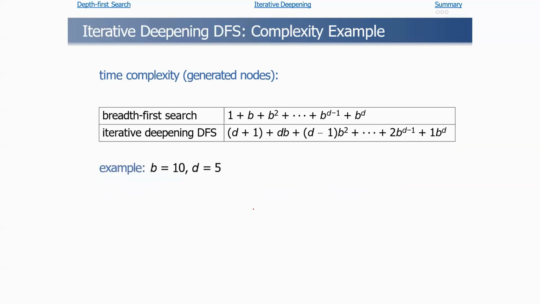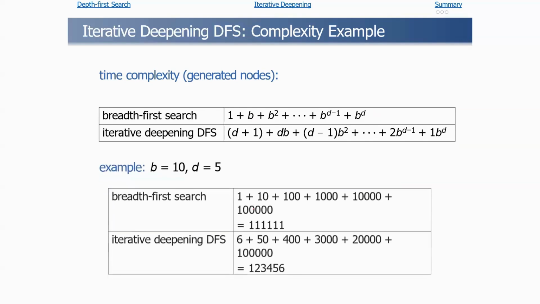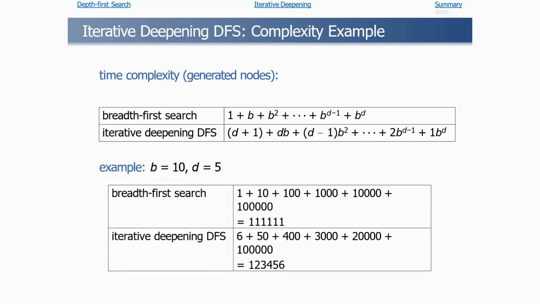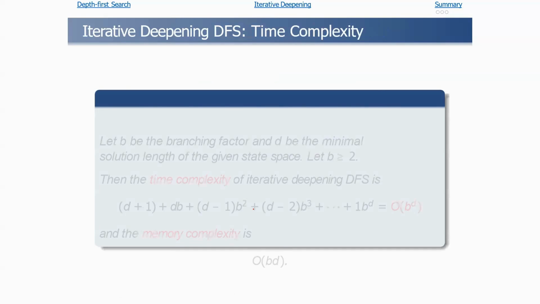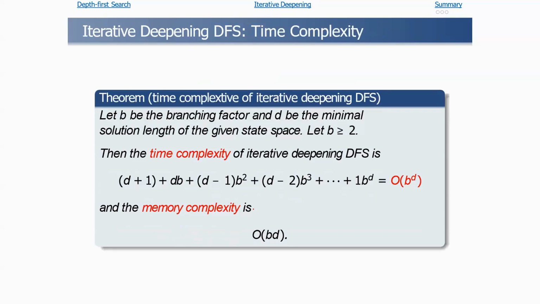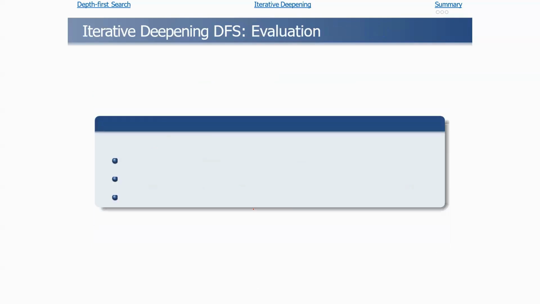So as an example, I have b equal to 10 and d equal to 5. For breadth first search, I have a solution here of 10 plus 100 plus 1,000 plus 10,000, so I get almost 111,000 like that. For iterative deepening, here also I get 123,456. So here we can see the time complexity. Let b be the branching factor and d the minimum solution length of the given state space. Let b be greater than or equal to 2. Like that we calculate the time complexity here.